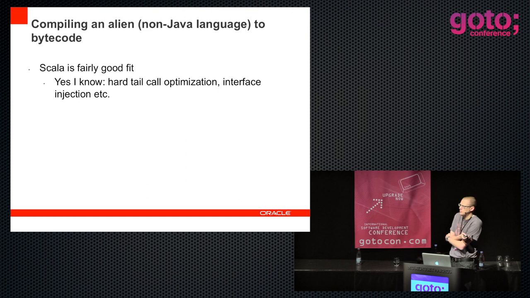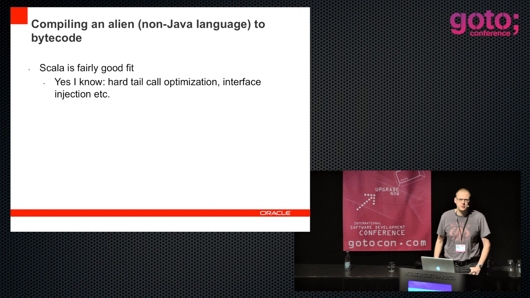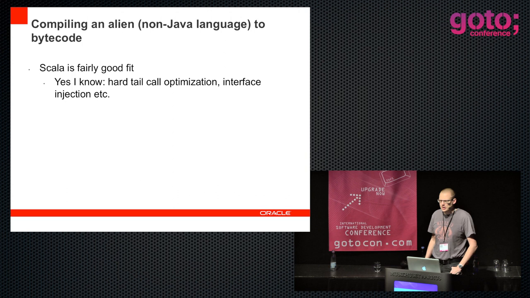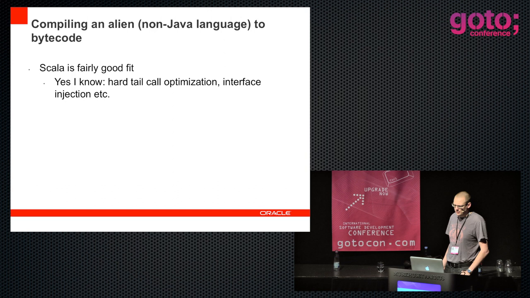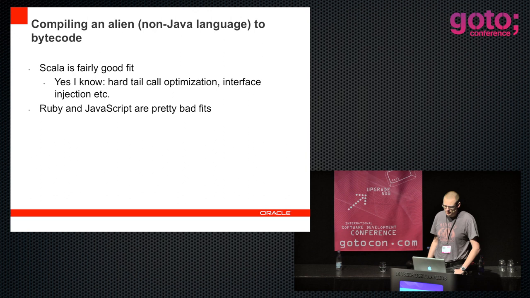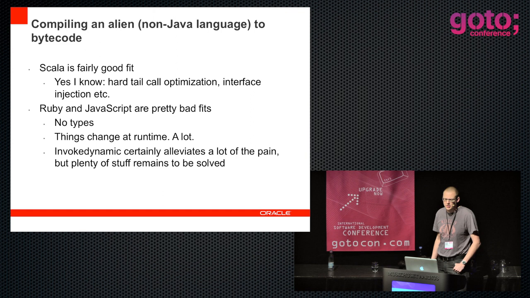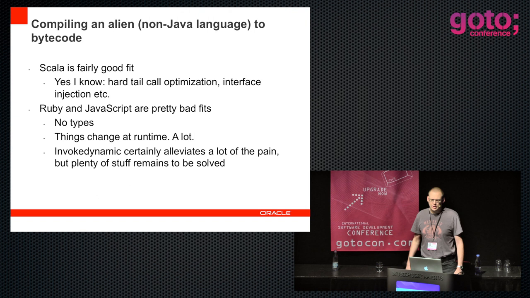And also at the Java Language Summit this summer, I saw a Scala talk about the actual internals they have to do to squeeze the type system into Java bytecode, and that gave me some mental scars that I still have. But Scala is a fairly good fit compared to more dynamic languages like JavaScript and Ruby. That we can certainly say, because in JavaScript and Ruby we don't have any explicit types. Things change at runtime a lot. In Ruby you can just add an instance field to the class you're working with right now, with the at operator.